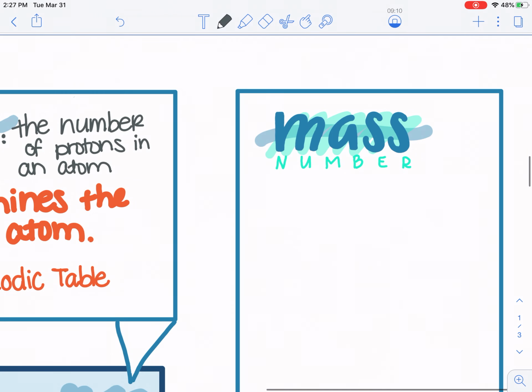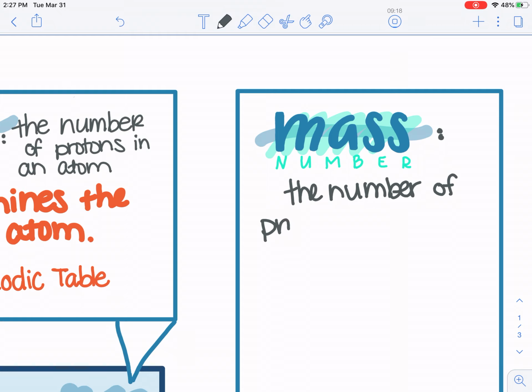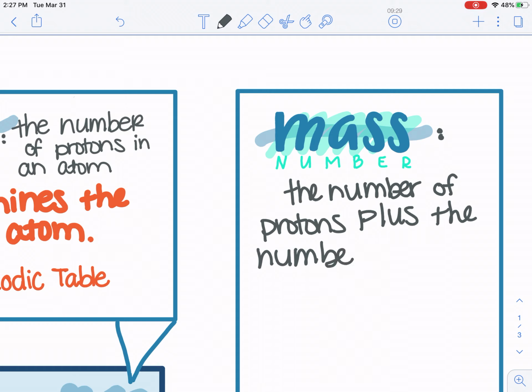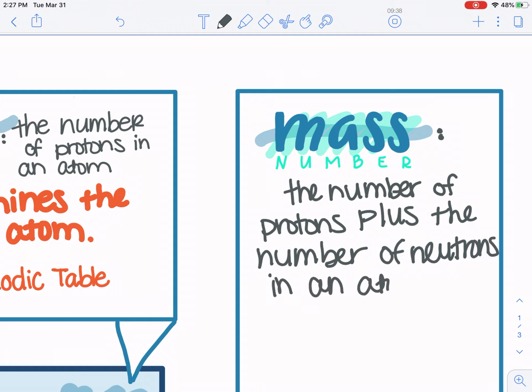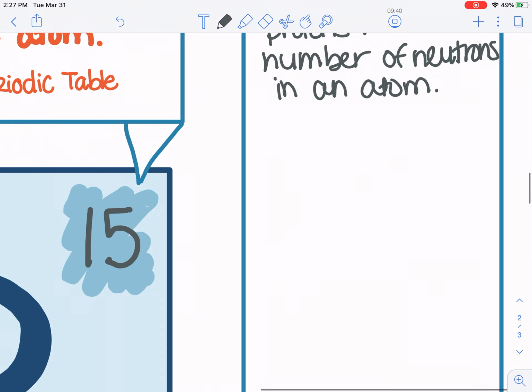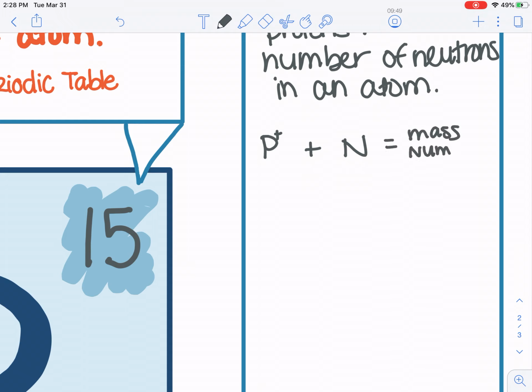The mass number is the number of protons plus the number of neutrons in an atom. So we could think of it as protons plus neutrons equals the mass number.